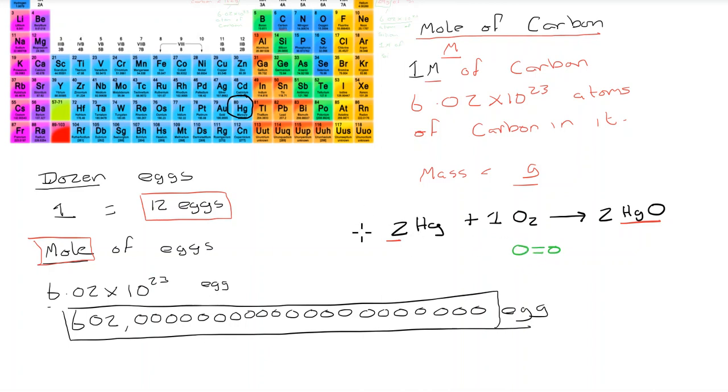So that's just another link when we are looking at chemical equations. The number in front means moles, so this means 2 moles of mercury, this means 1 mole of oxygen molecules, and this means 2 moles of the product, which is mercury oxide. So that's the link between the mole and the mass on the periodic table.